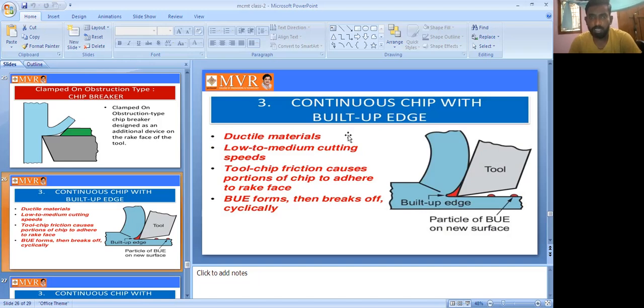So it is for ductile materials, low to medium cutting speed. The cutting speeds are very low in the continuous chip with built-up edge. Tool-chip friction causes a portion of the chip to adhere to the rake face. Next, the blue forms, then breaks off. The blue form breaking is nothing but removing. So it is called the continuous chip with a built-up edge.